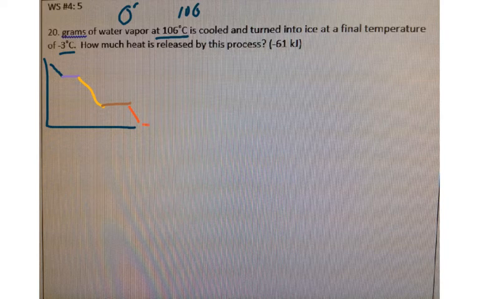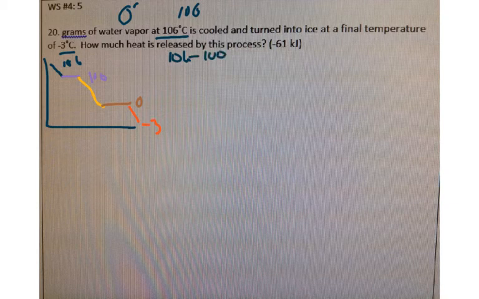So if I were to label this, this would be my -3. I would know that this would be 0, this top number right here would be 100, and this would be 106. I know it levels off at all the phase changes because it is water, and those phase changes occur at 100 and 0. So the first problem I'm going to do is dealing with 106 down to 100.